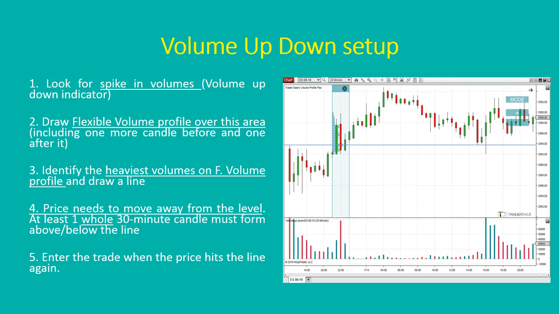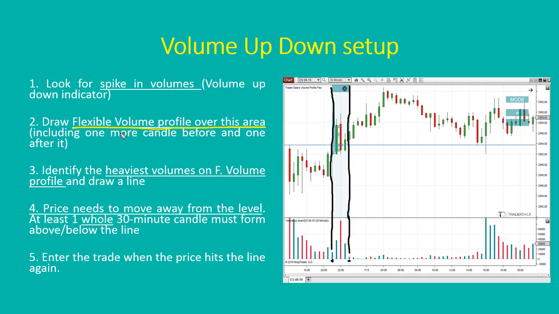So when you see something like this, volume bars heavier than other volume bars, then you go to step 2, and in this step you draw a flexible volume profile over this area. You draw the flexible profile over the area where there was the volume spike. You draw it like this. This is the area you are interested in. And you draw the profile in the area, and it will include also those two volume bars.